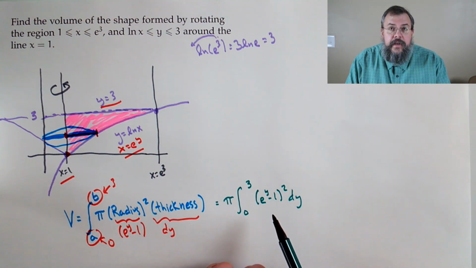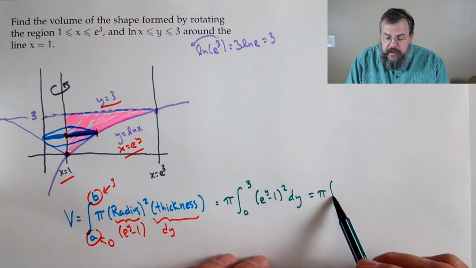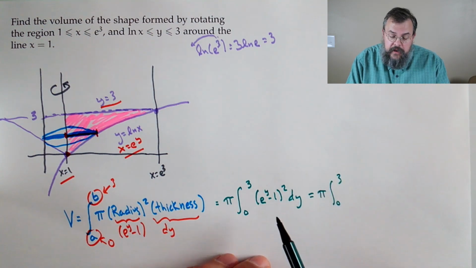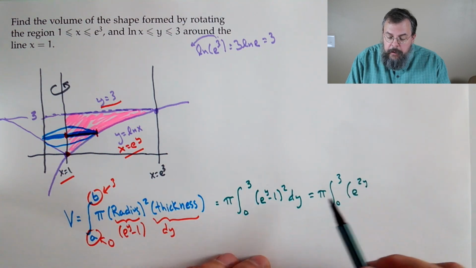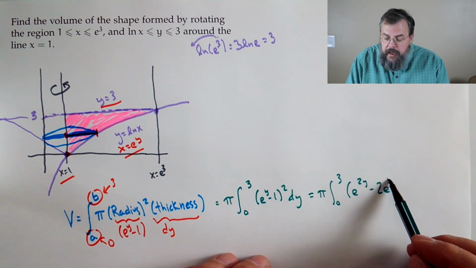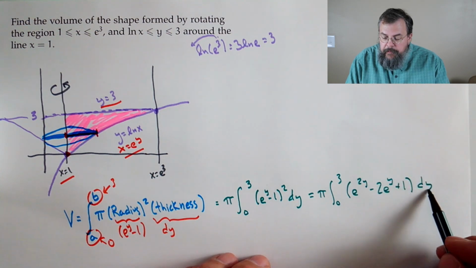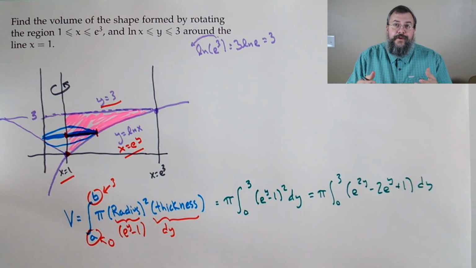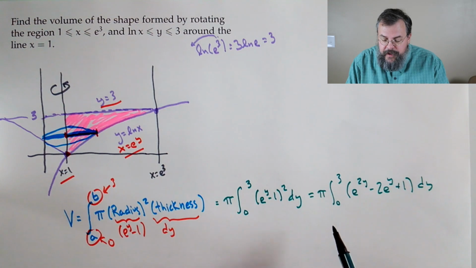Well, the way to do it is to start by squaring. All right, so this is pi integral 0 to 3. And if you square that, you'll get e to the 2y minus 2e to the y plus 1, dy. So a squared minus 2ab plus b squared. Now each part is something reasonable for us to work with.